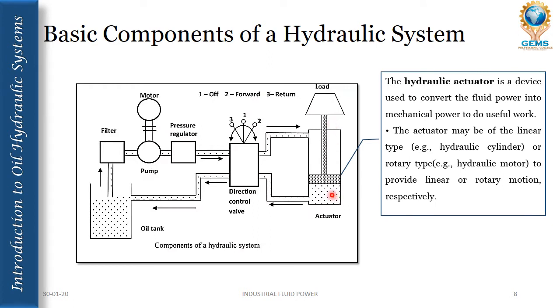So this is the actuator. This hydraulic actuator is a device used to convert the fluid power into mechanical power to do useful work. This actuator may be of linear type, for example hydraulic cylinders, or rotary type, for example hydraulic motor, to provide linear or rotary motion respectively.